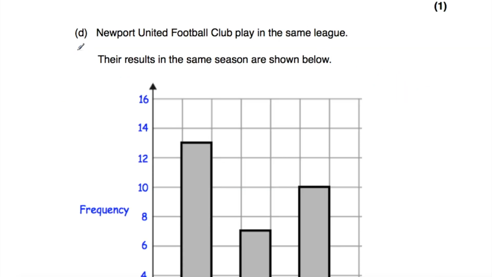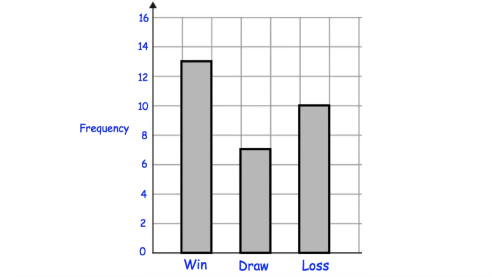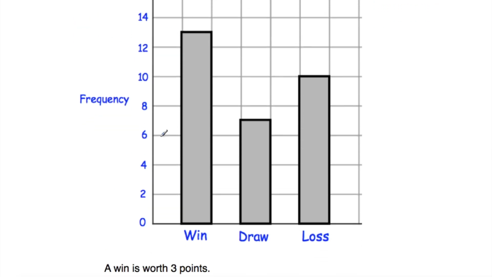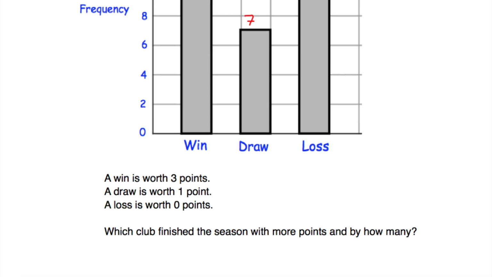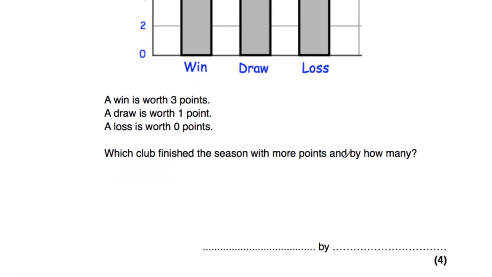Win. Okay, and part D says Newport United Football Club play in the same league, and their results in the same season are shown below. So for Newport United Football Club, I nearly said Newport County, we've got win, and they won 13 matches. They drew 7 matches, because it's in between 6 and 8, and they lost 10 matches. So they played 30 matches as well. And we're told that a win is worth 3 points, a draw is worth 1 point, and a loss is 0 points. And the question says, which football club finished the season with more points, and by how many?